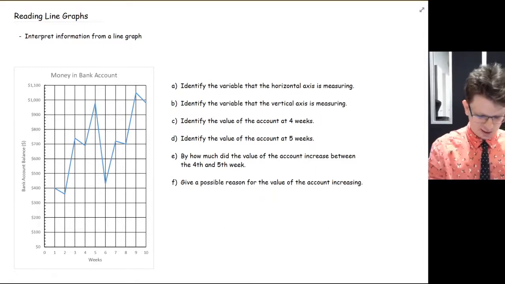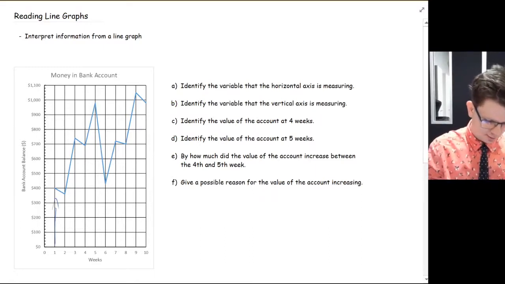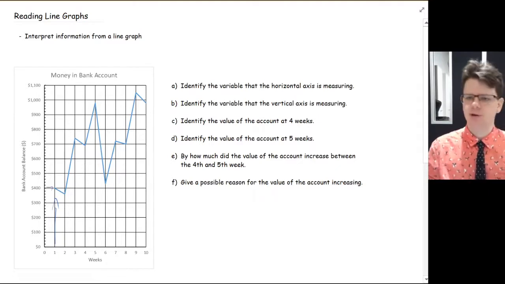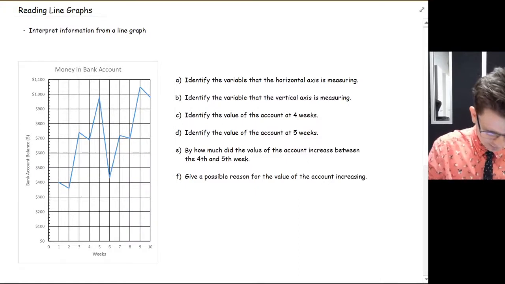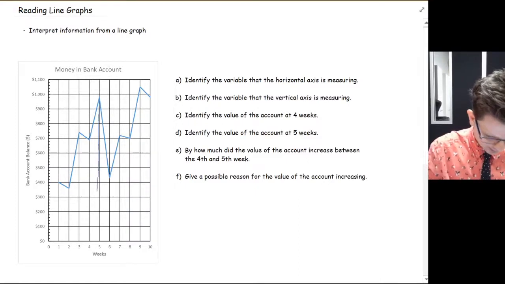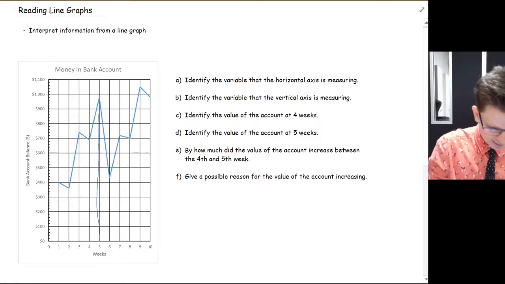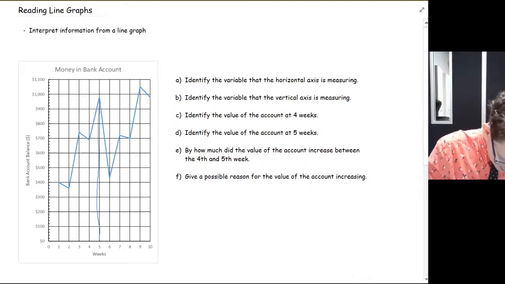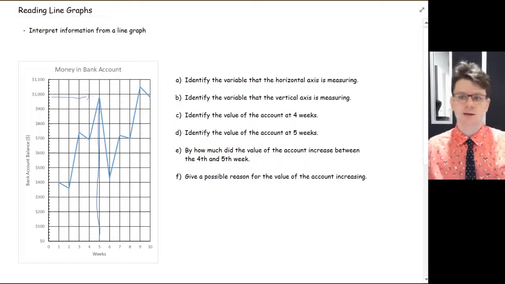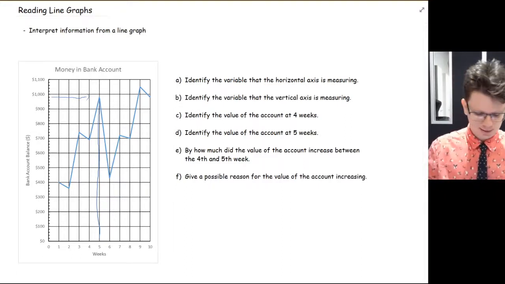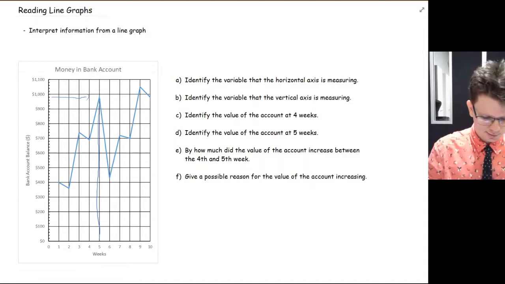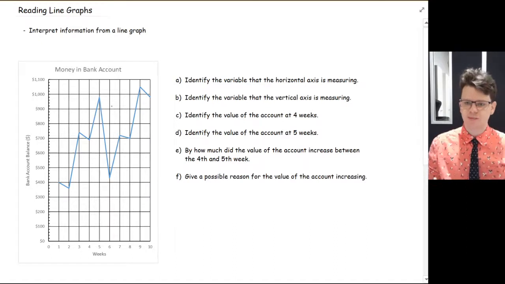You can see that at 1 week they had $400, right? Can you all see that? And we can see that maybe over here, a little bit hard to read, but at 5 weeks, he had just a little bit under $1,000. I'm going to say that's pretty much on the line, $980 in 5 weeks. So that sort of just helps us understand.